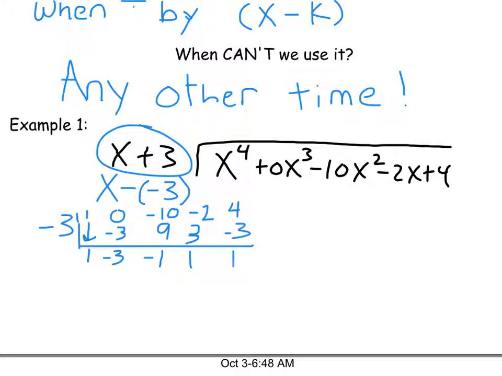Now some will make the mistake of stopping here, and you shouldn't, because I should still have a polynomial as my answer, just like I did with long division. Look back at our original problem. We were taking that big, long, 4th degree polynomial and dividing it by x plus 3. I should get something that looks like that for a final answer.